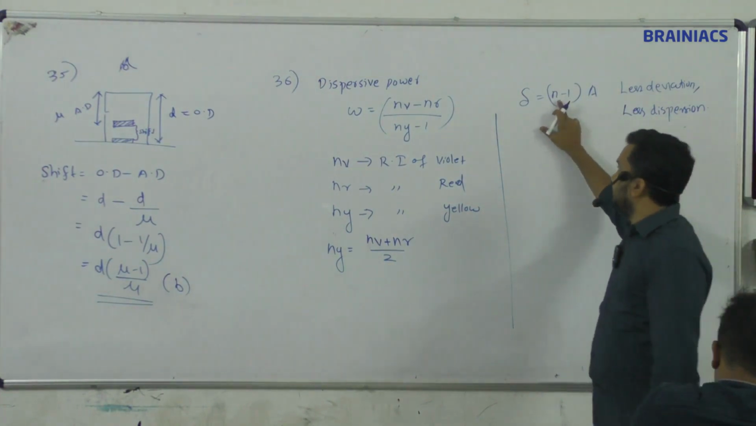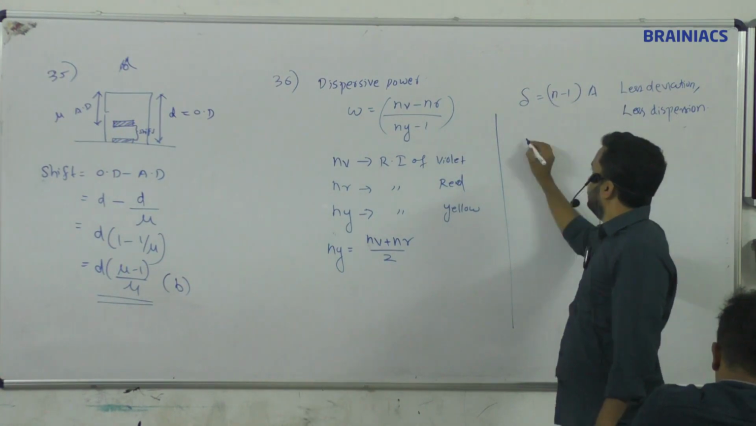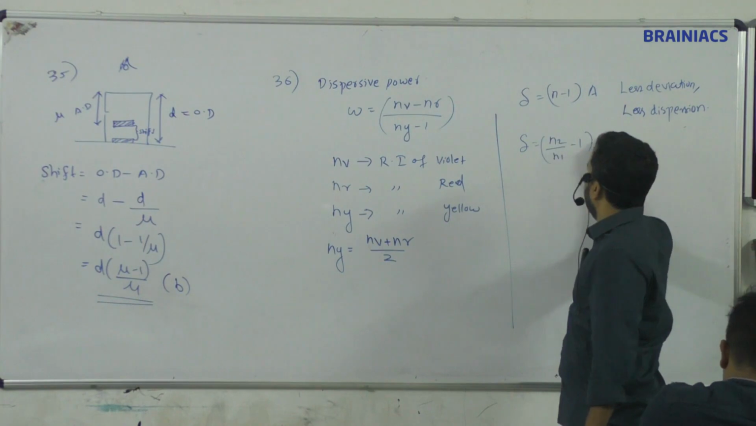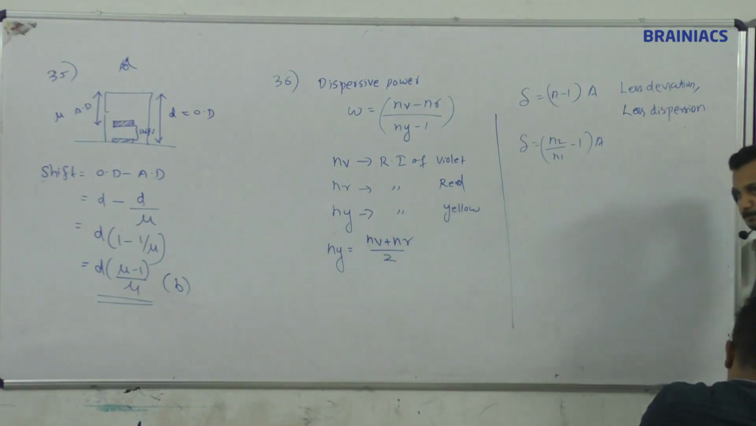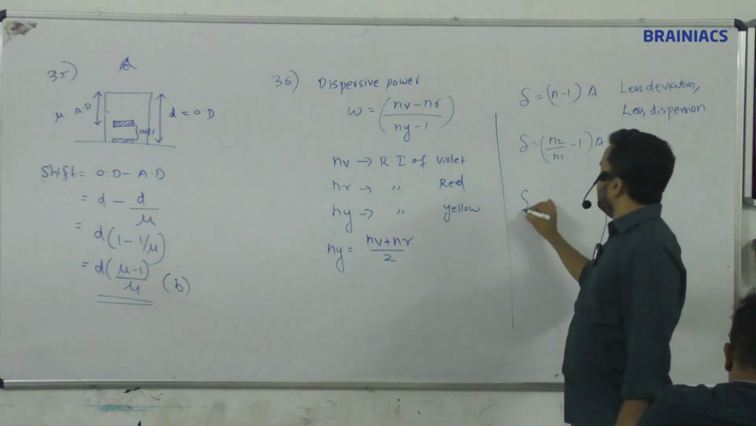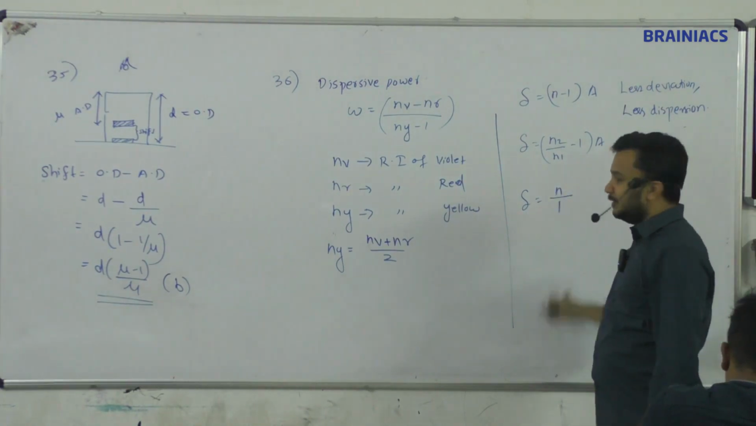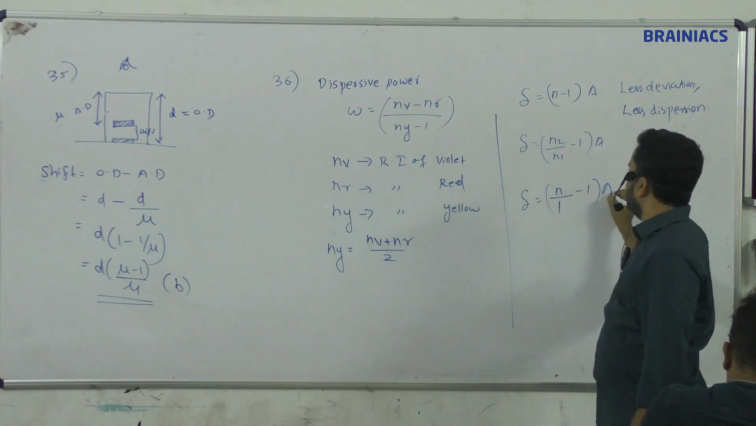Here the formula is actually like this: n2 divided by n1 minus 1, into a. Here n2 is the refractive index of the prism, divided by air, minus 1 into a. Like this we will write.